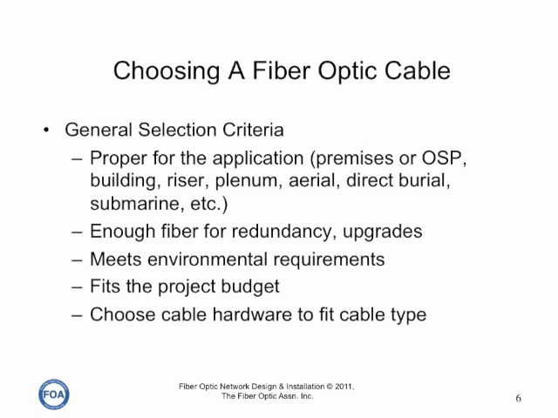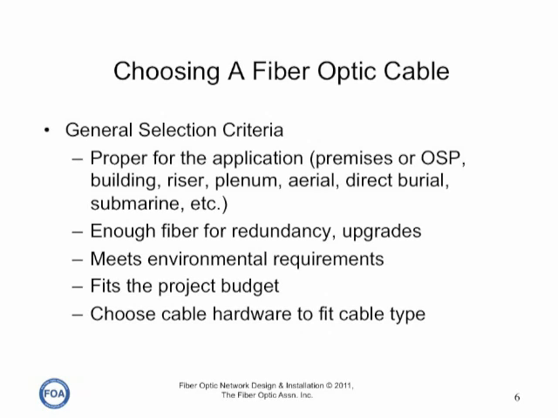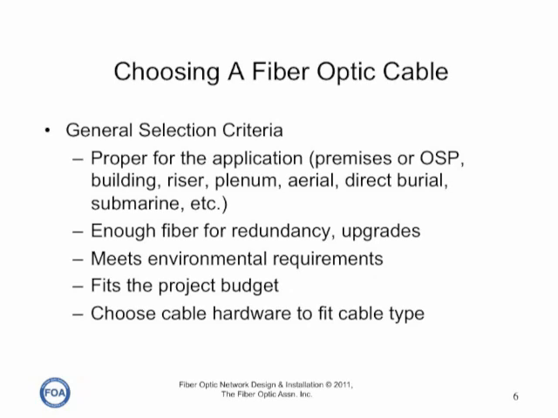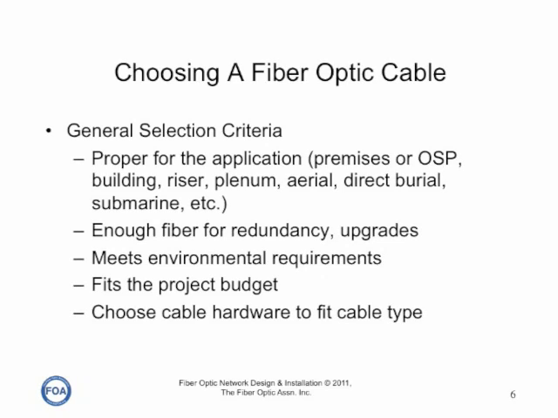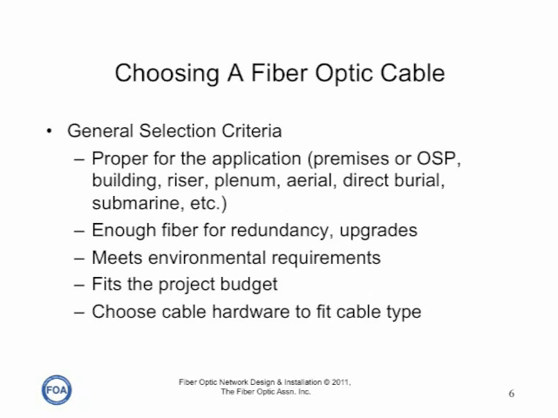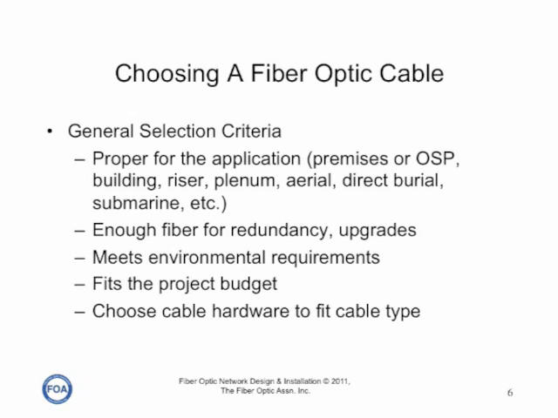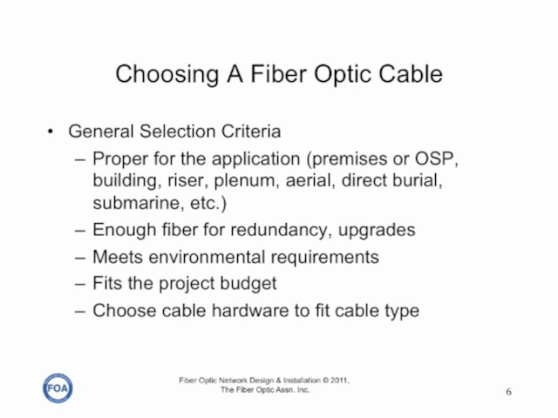In choosing a cable, the primary thing we have to look for is a cable appropriate to the application, whether it's a premises cable that's flame retardant or an outside plant cable that resists moisture and rodent penetration. There are lots of different categories of cable that we have to consider, and we want to make sure it's proper for the job. We want to make sure that the cable includes enough fiber for redundancy and future upgrades. It has to meet all the environmental specifications that the cable is going to be installed in. It has to fit the budget. And then, once we choose the cable, we choose the cable hardware to fit the cable type.